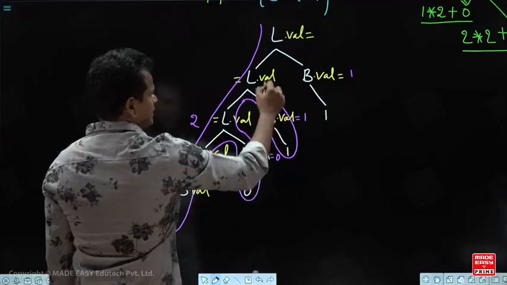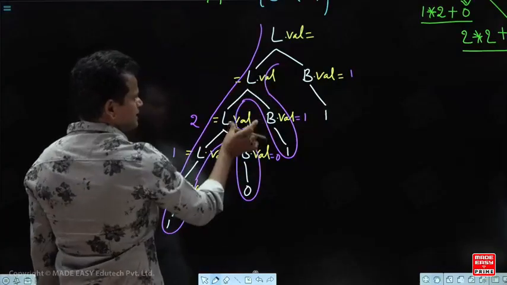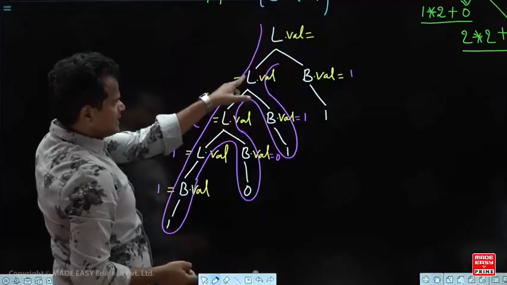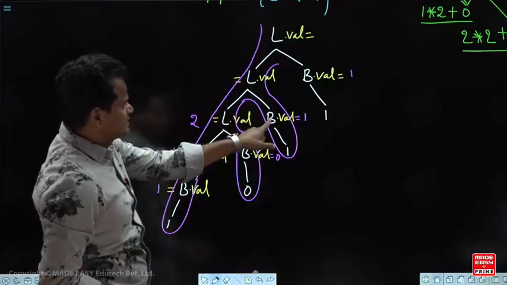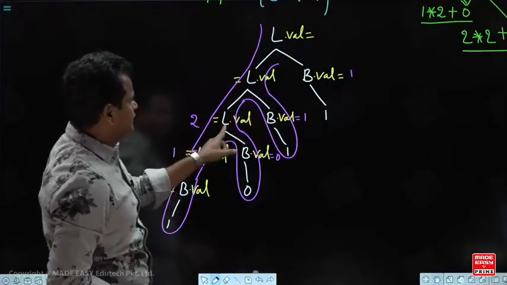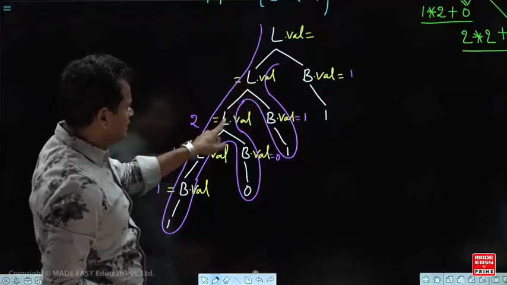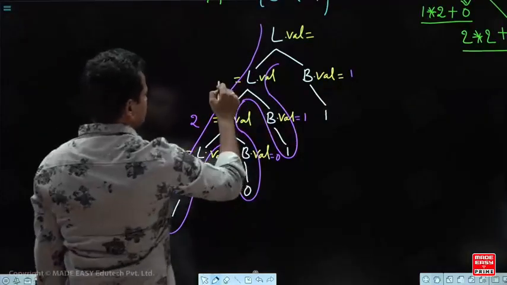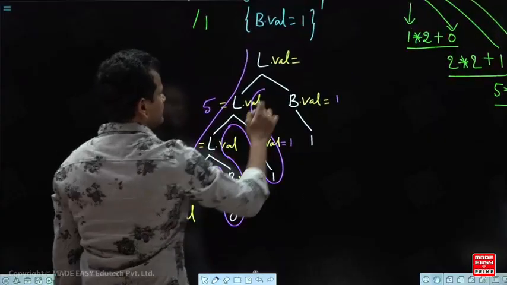Already it is 1. Now LB is reduced to L. Then L.value equals L1.value. This is L1, the child, and this is the parent. L derives LB. L.value equals L1.value into 2 plus B.value. What is L1.value? 2 into 2, 4, plus 1, that is 5. Next, B.value is 1.